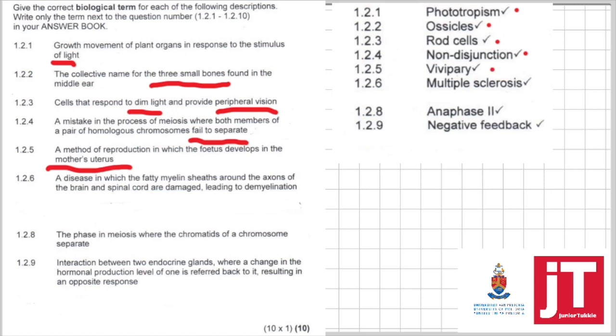1.2.6. A disease in which the fatty myelin sheaths around the axons of the brain and spinal cord are damaged, leading to demyelination, multiple sclerosis. 1.2.7 I've removed because it is based on human impact. 1.2.8. The phase in meiosis where the chromatids of a chromosome separate, anaphase 2. And 1.2.9. An interaction between two endocrine glands where change in the hormonal production level of one is referred back to it, resulting in an opposite response, that is a negative feedback mechanism.